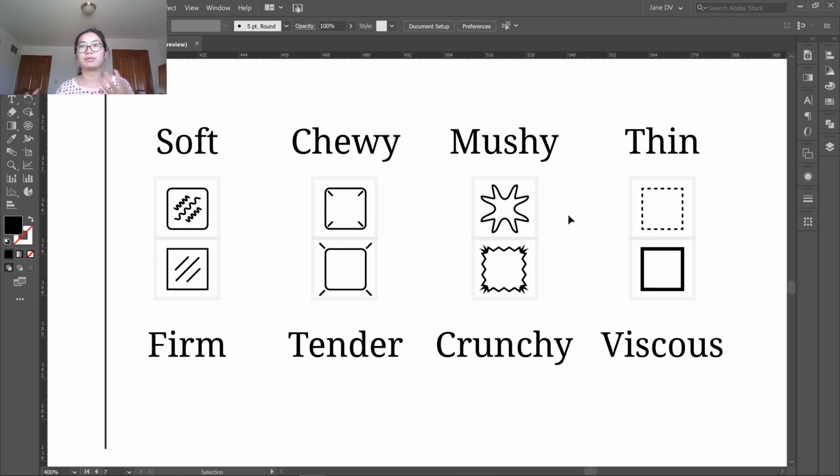Mushy, kind of explanatory, right? I think of something you can squeeze. Crunchy, it's kind of sharp. It's hard. You have to chew. You know, there's a sound.